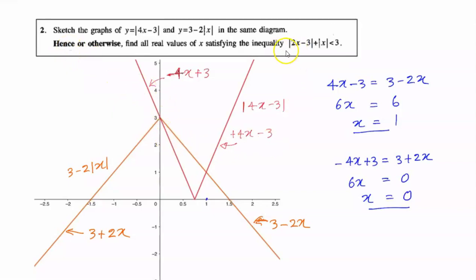Okay, now you have an inequality here. The graph gives you inequalities. Now you see this part of the graph is bigger than this part of the graph. The red graph is smaller than the orange graph in this area, which is from 0 to 1. So that's something we are looking for here. It says find all real values of x satisfying the inequality. So I had to find the values of x satisfying the inequality. How about I try this? From 0 to 1, I have the orange graph bigger than the red graph. And that is how you look at this.